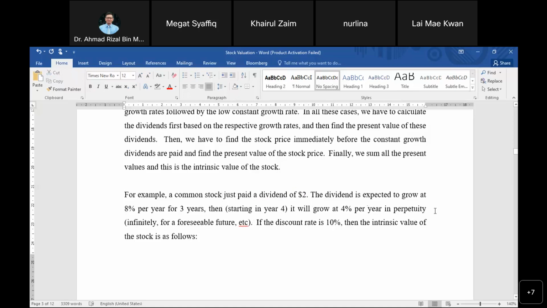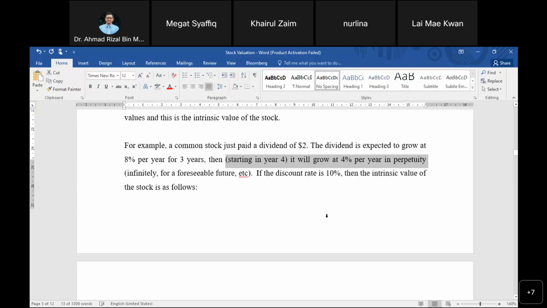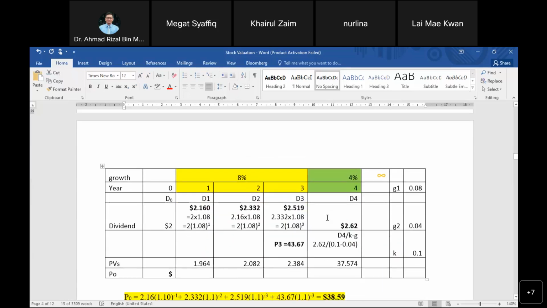So you know that later on, you can use the Gordon constant dividend growth model, but you cannot use the model immediately. You can only use it later because the dividend will only start growing at a constant growth rate starting in year 4. Before that, it is growing not at a constant growth rate. It is growing at 8%, but for only 3 years. So this one starts to grow at a constant growth rate forever. The keyword there is constant and forever. Perpetuity.